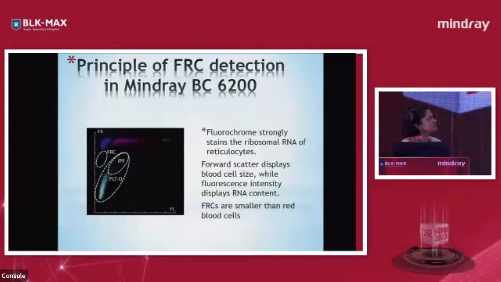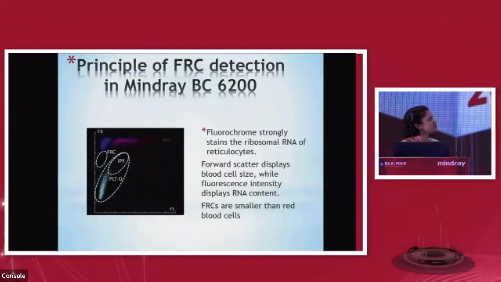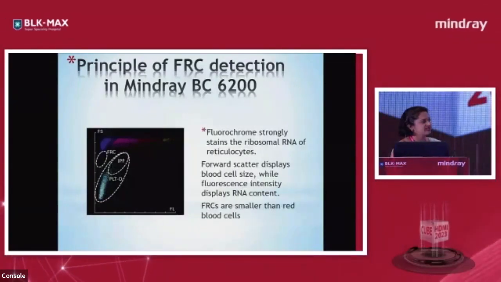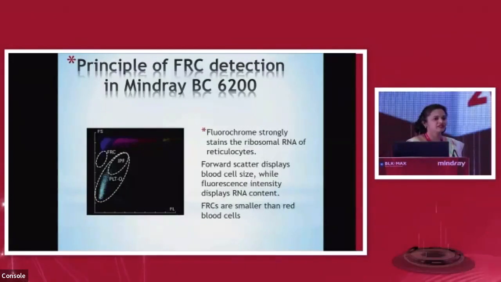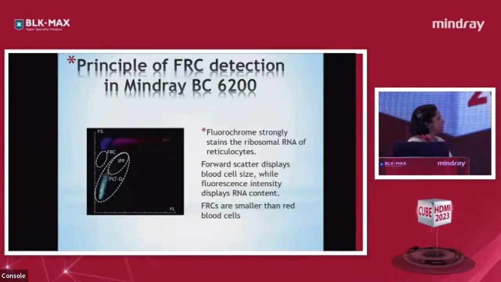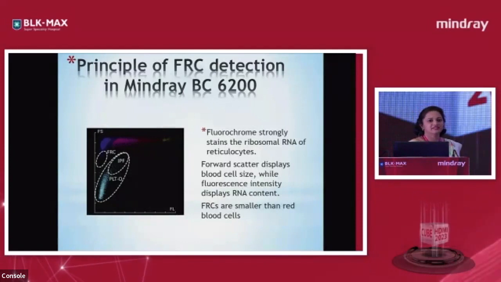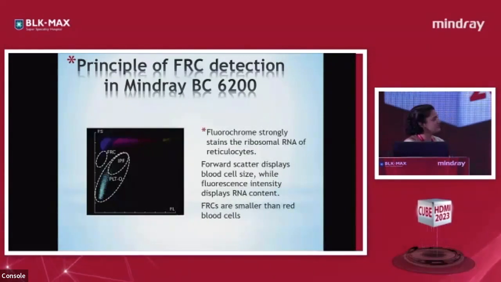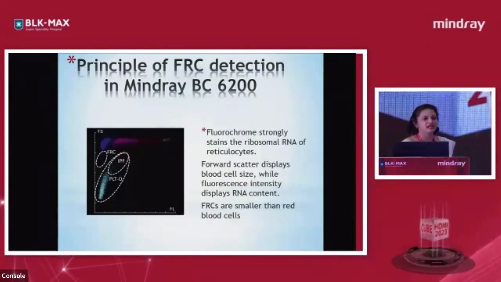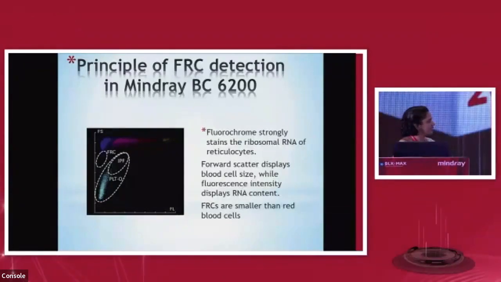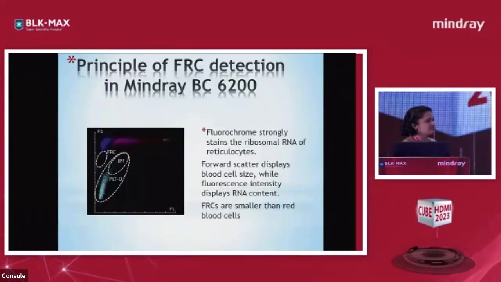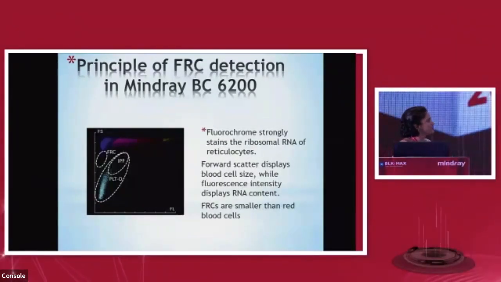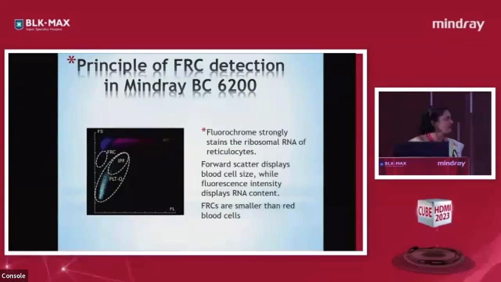So coming to the principle of FRC detection in Mindray BC 6200, this is evaluated in the red channel using a fluorochrome dye that stains the ribosomal RNA of the reticulocytes. Forward scatter in this red channel DIFF scatter plot shows the blood cell size, while fluorescence intensity displays the RNA content. So this is well known. And the FRC, as depicted in this representation, is between the reticulocytes and the optical platelets which are measured. So this is the window for FRC, which is highlighted there with a dotted circle.